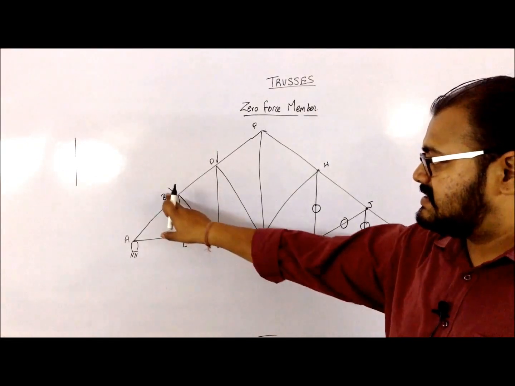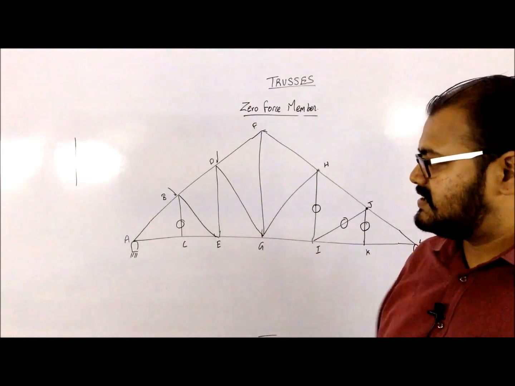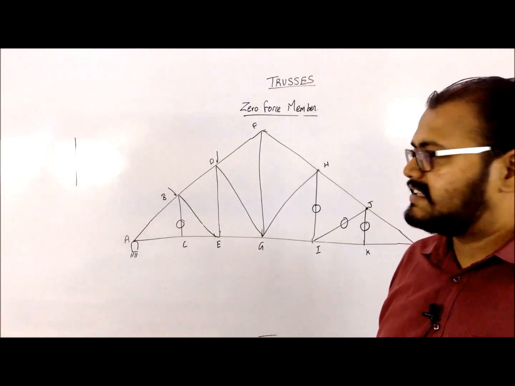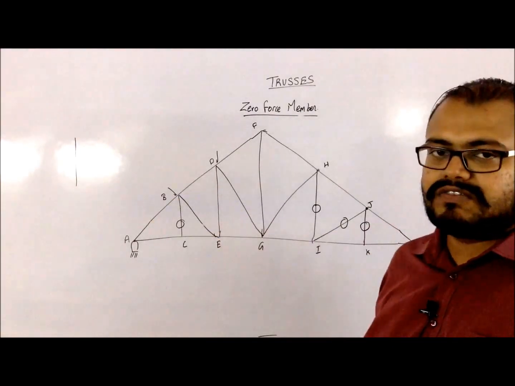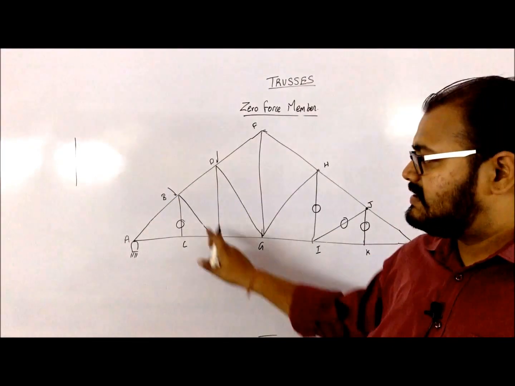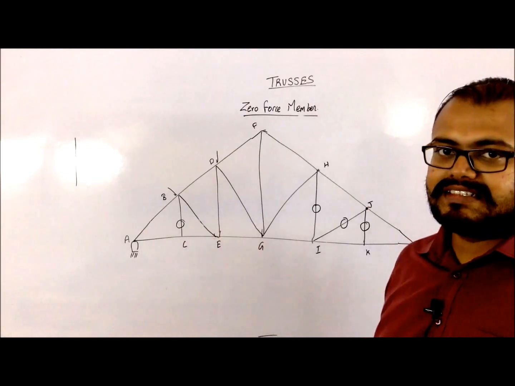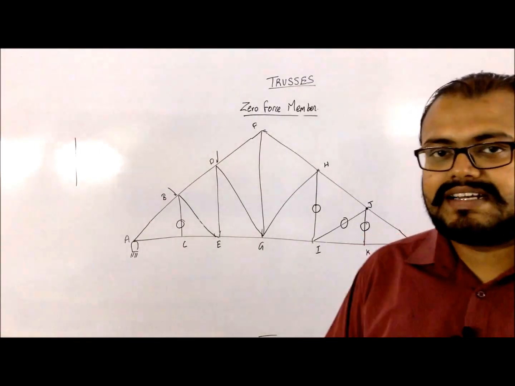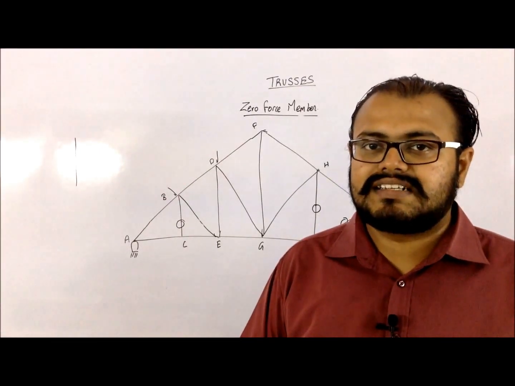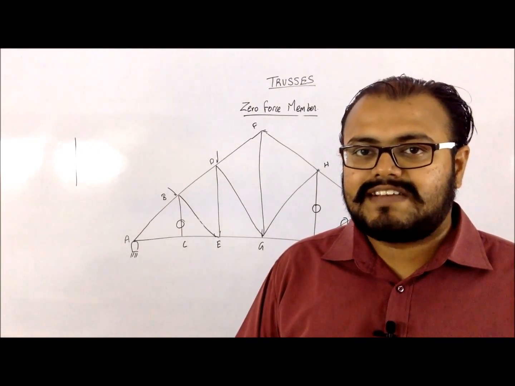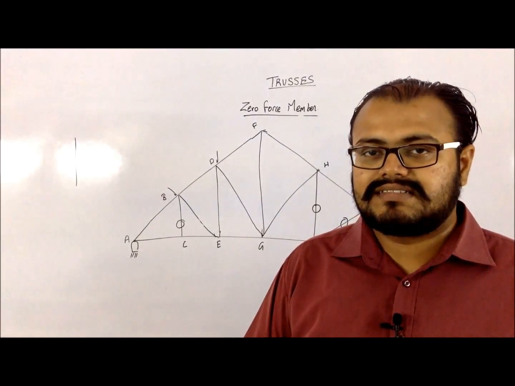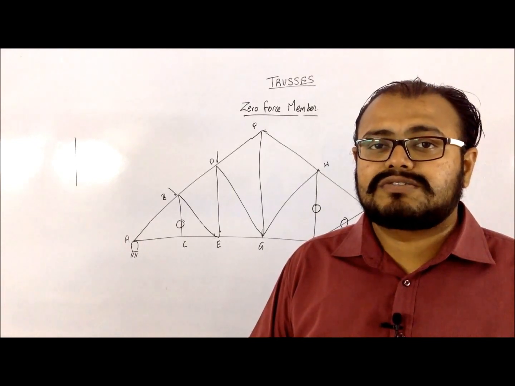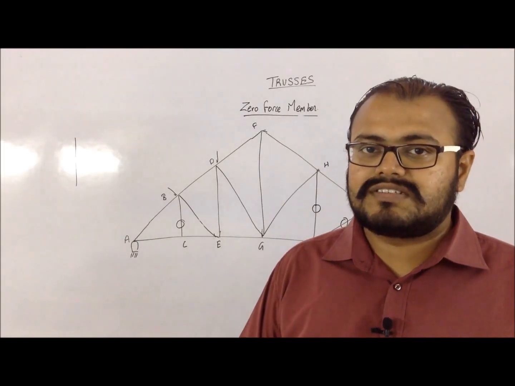But over here, since this force is present, this particular member cannot become a zero force member. Rather, whatever magnitude of force is attached over there will be present in this particular member. So this is how you try to analyze the zero force members in a truss. The advantage of analyzing zero force members is that it reduces the complication in the problem, and it also reduces the time required for the solution.